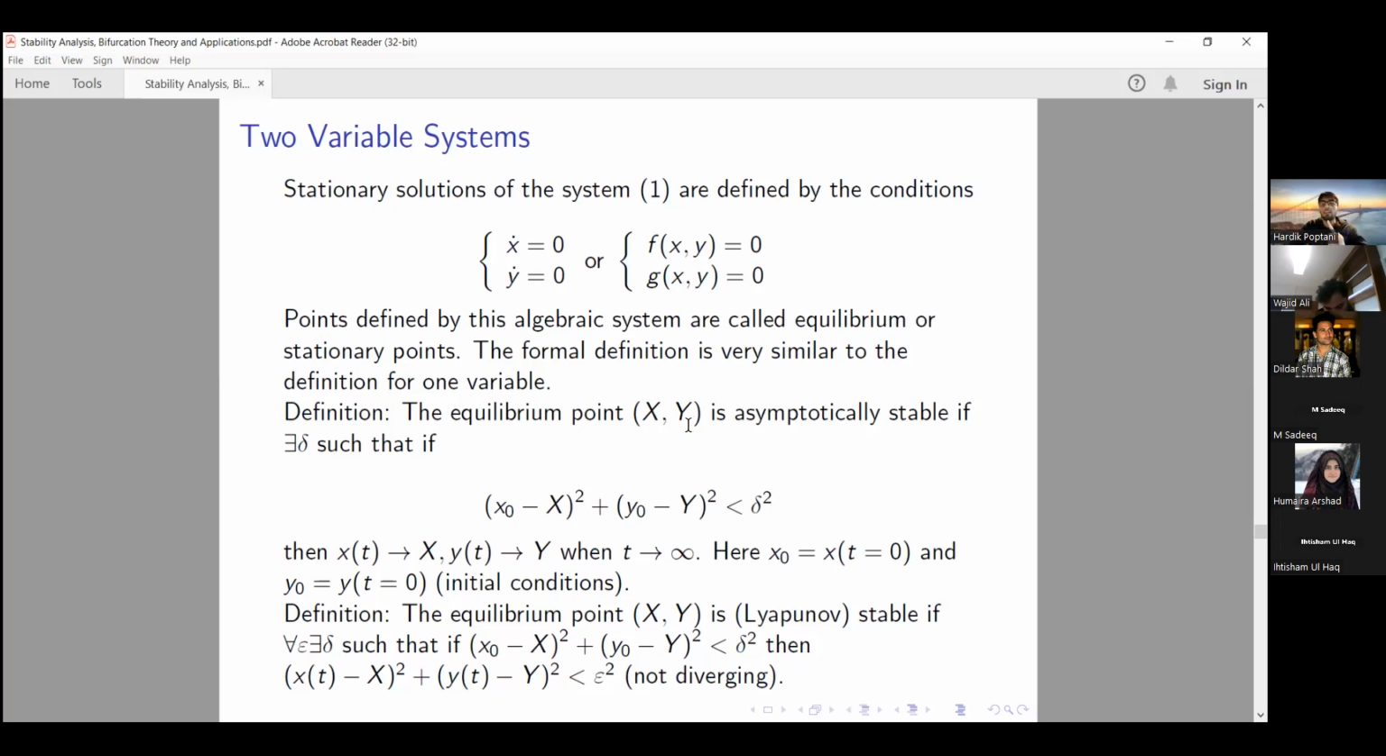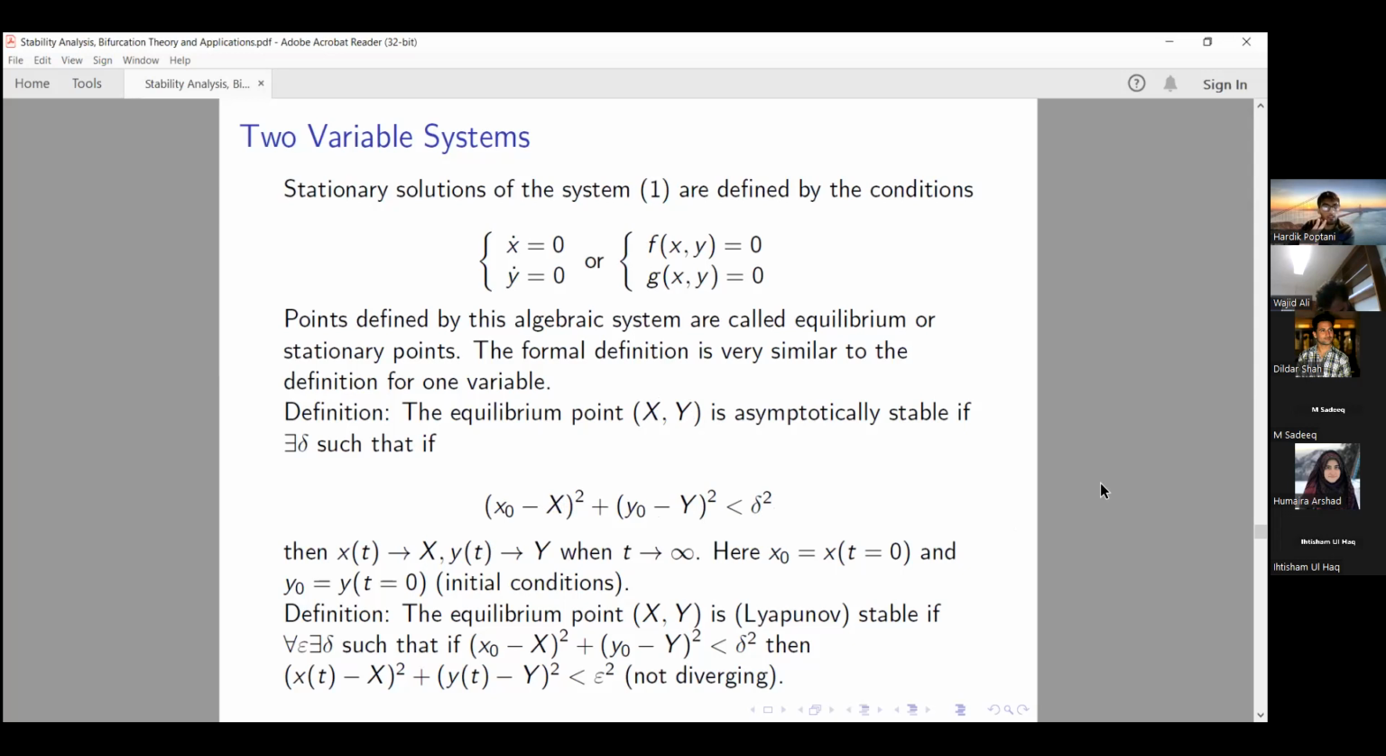So this is asymptotically stable if there exists an epsilon such that (x0 - x̄)² + (y0 - ȳ)² is less than delta squared. Then, of course, x(t) converges to x̄ and y(t) converges to ȳ when t goes to infinity, where x0 and y0 are the initial conditions.